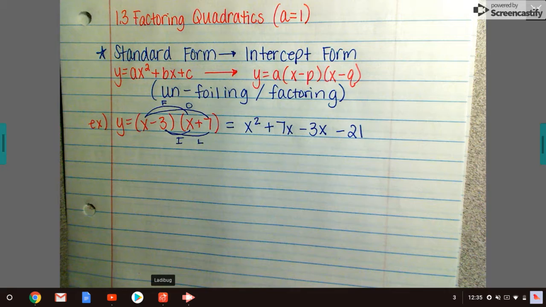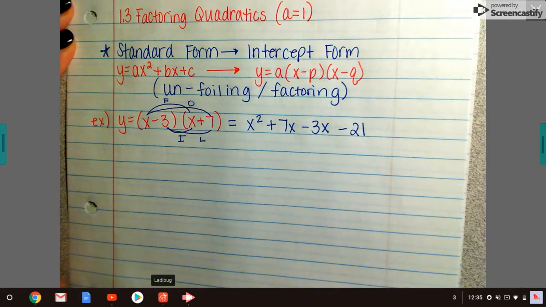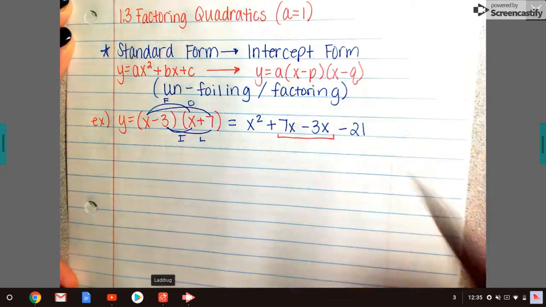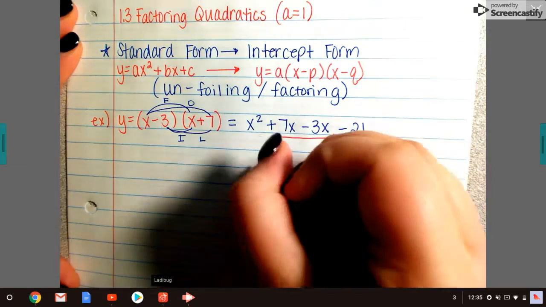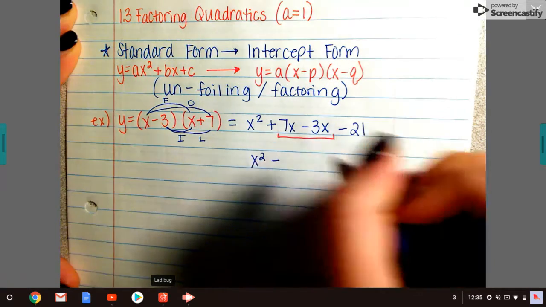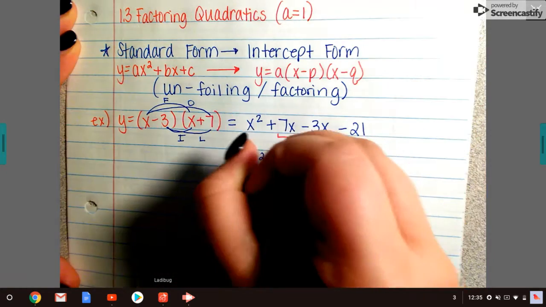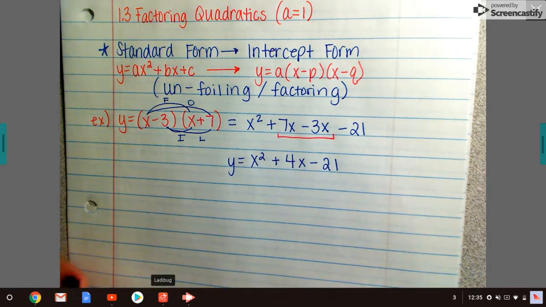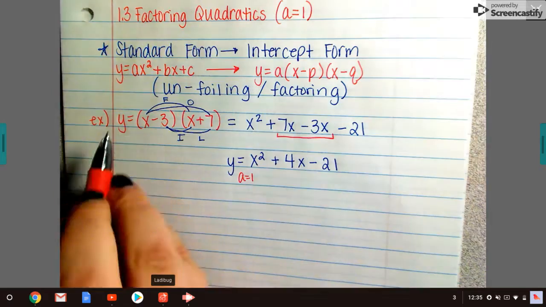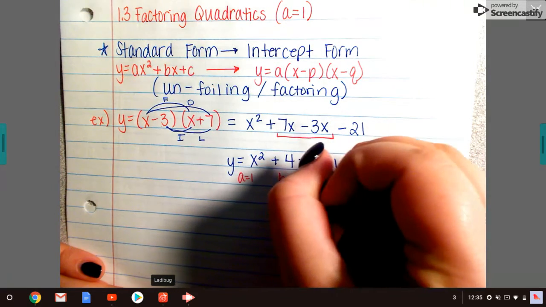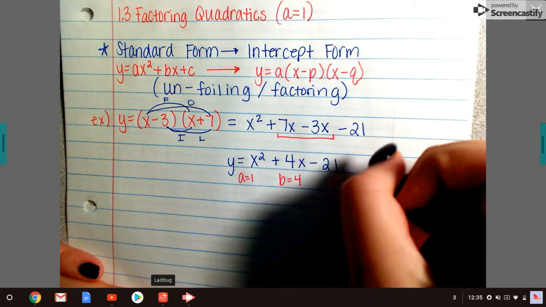So let's see what we have. If we combine these two middle terms, because they're always going to be combined in that way, then I've got x squared plus 4x minus 21. So notice here, my a is 1. That's the same number we started off with. My b is 4, and my c is negative 21.